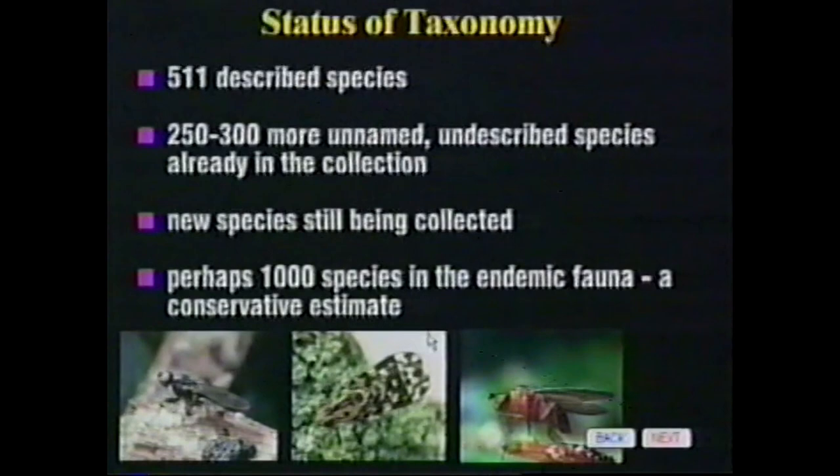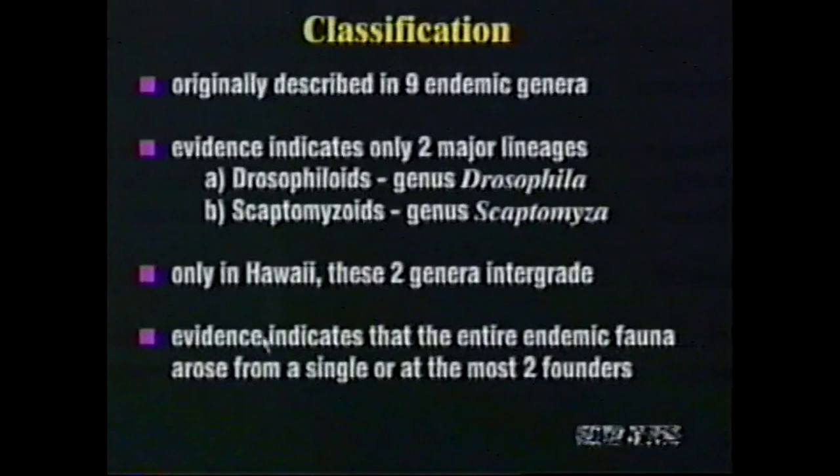Now, in this slide, I just wanted to point out this last point. Of this 750, maybe 1,000 species, all the evidence indicates that the entire fauna, perhaps 1,000 species, arose from maybe a single, but at the most two, individuals that arrived in the Hawaiian Islands X million years ago. Whether it's 10 or 20 or 30 million years ago, we're not sure yet, but we know for sure that this entire fauna arose from a single or perhaps at the most two founders that arrived in the Hawaiian Islands.